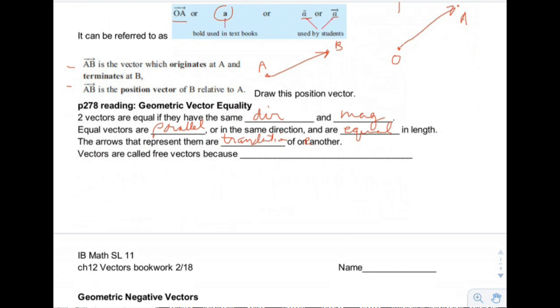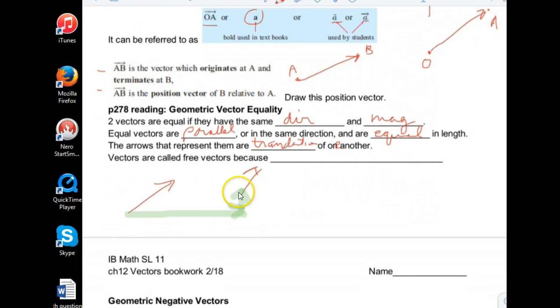Okay? So remember, translation is like you move it, and that is translation. You don't change the direction of it at all. Vectors, the point that they start from doesn't matter. So if you have a vector here and a vector here and they're the same direction and size, then it doesn't matter that this one's to the left and this one's to the right. They're still equal.